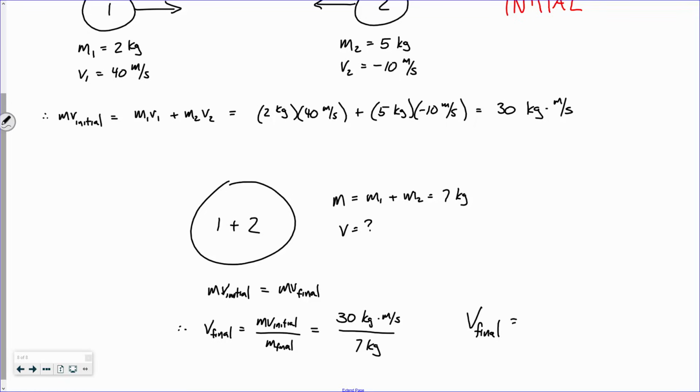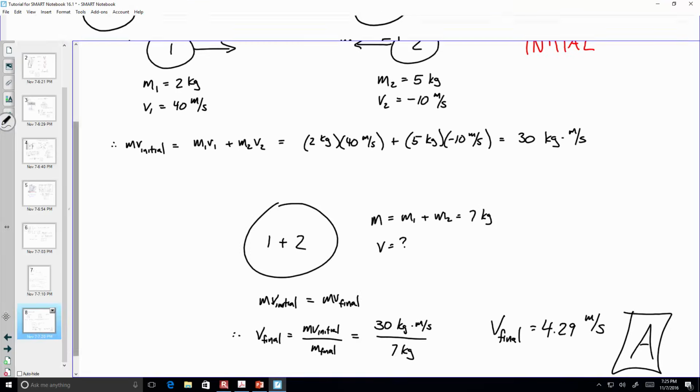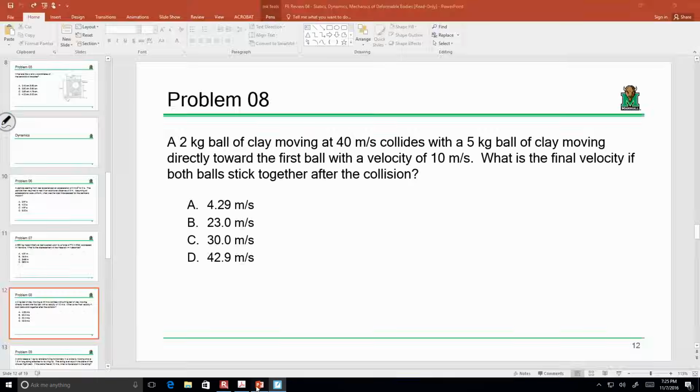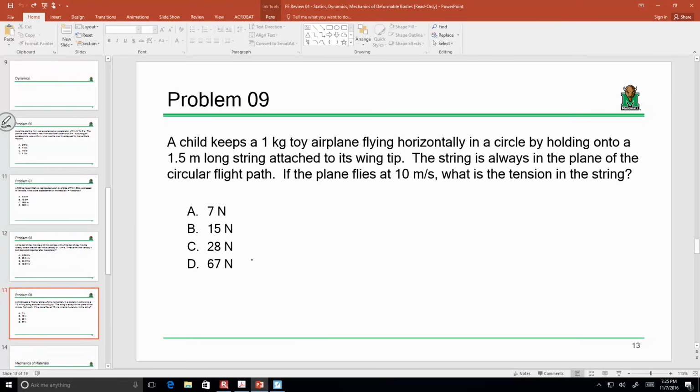What do we got? That's it. What's that? Can't remember, but I love it. Everybody good? All right. Keep on trucking. Last one. Last dynamics problem.